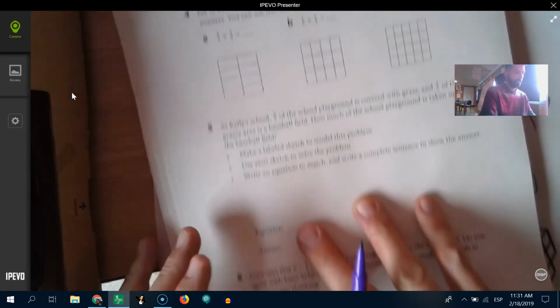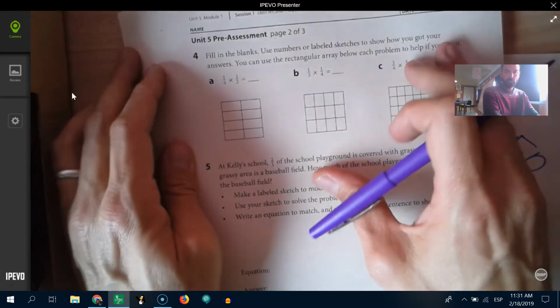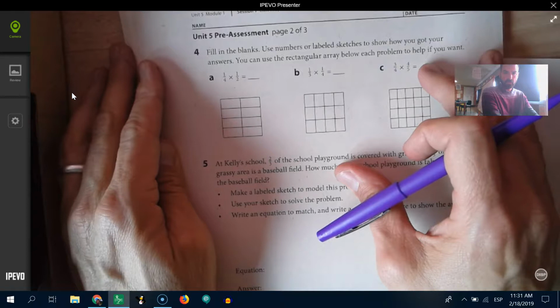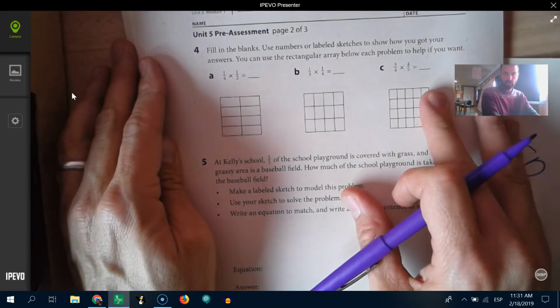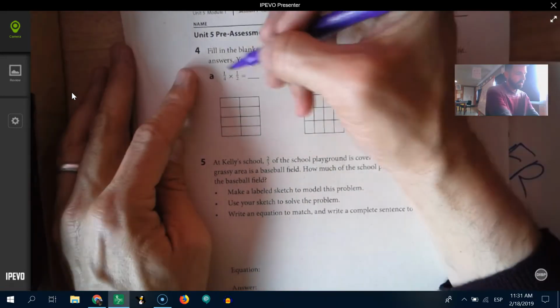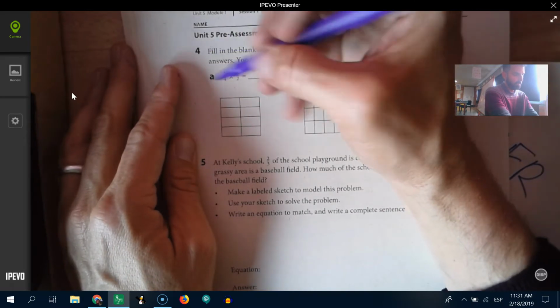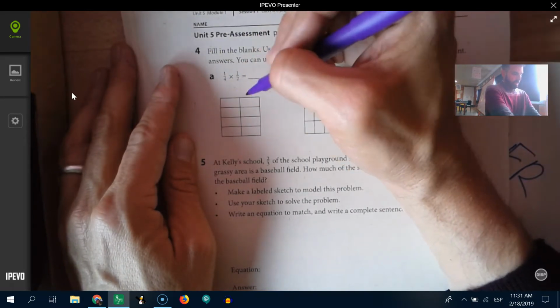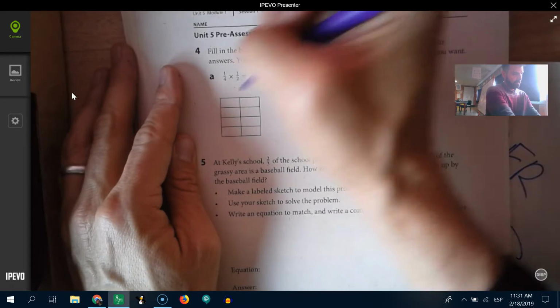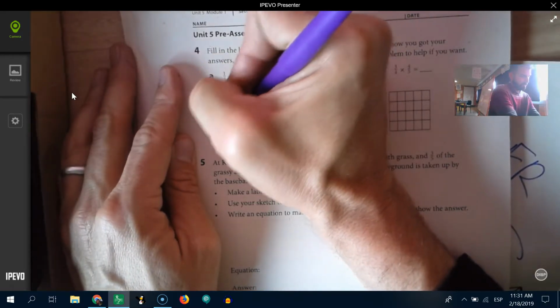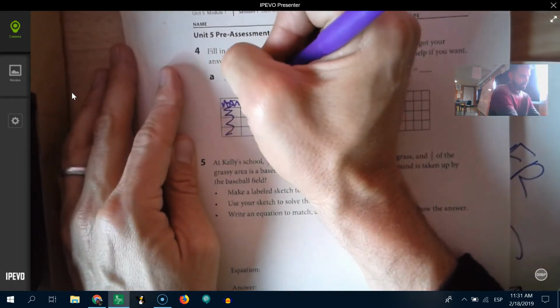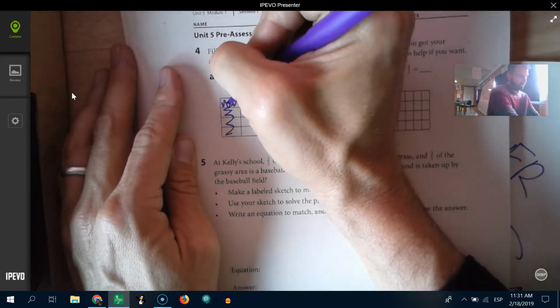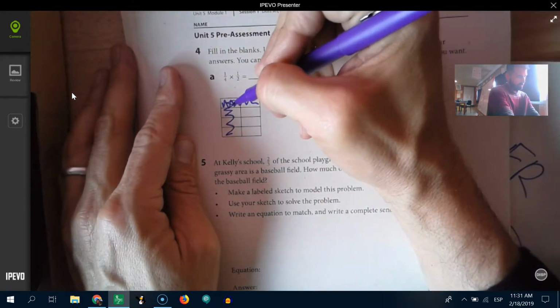Fill in the blanks. Use numbers or labeled sketches to show how you got your answers. You can use the rectangular array below each problem if you want. Okay, so 1/4 times 1/2. All right, so I've got halves and fourths. This would be 1/2. This is 1/4. So my total is 1 out of 8.